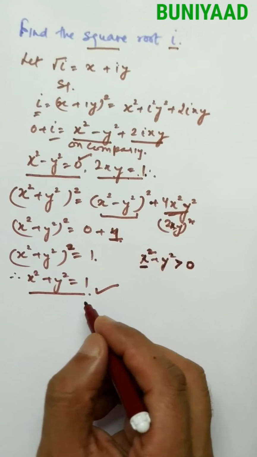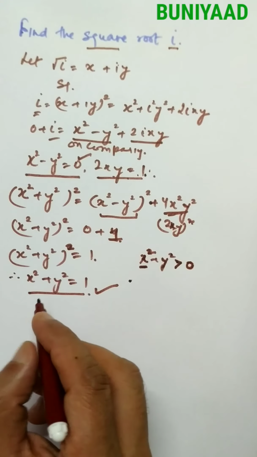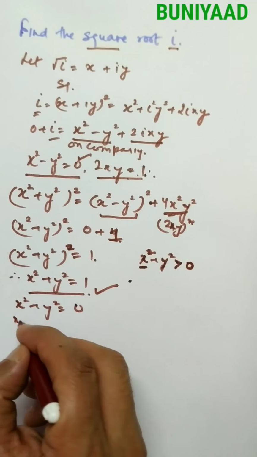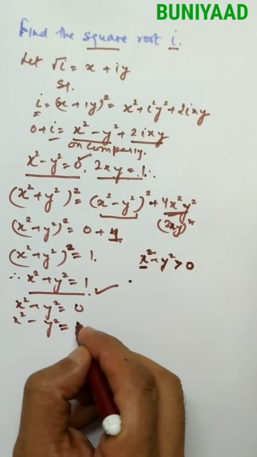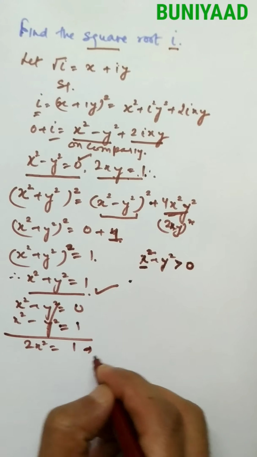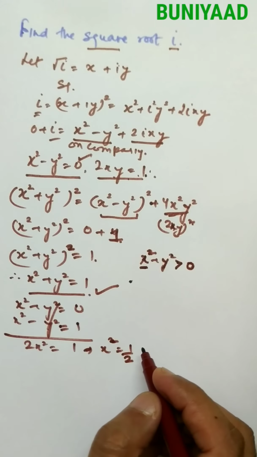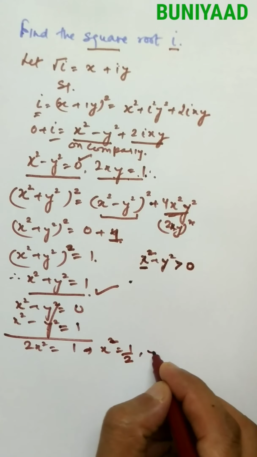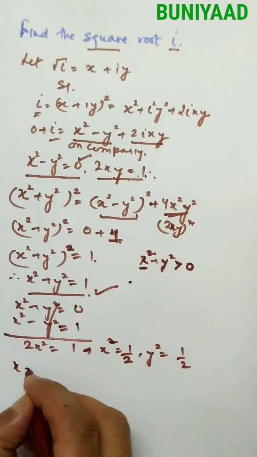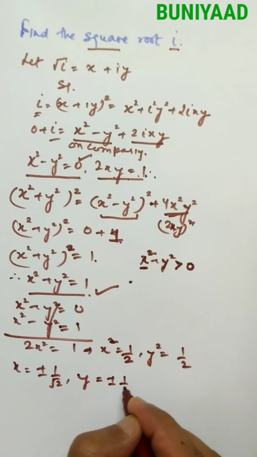This is the first equation. This is the second equation we have. So we can solve these two equations. On solving these two equations, x square plus y square equals to 1, and x square minus y square equals to 0. The y squares got cancelled. 2x square is 1. So it means x square is 1 by 2. Right, x square is 1 by 2, and similarly on putting the value, y square is again 1 by 2. X can be plus minus 1 by root 2, and y can be plus minus 1 by root 2.